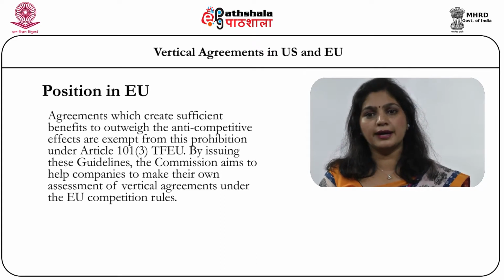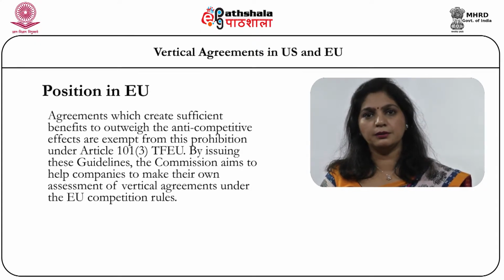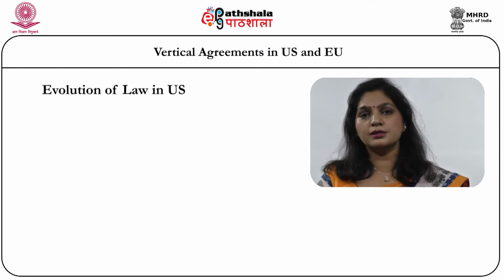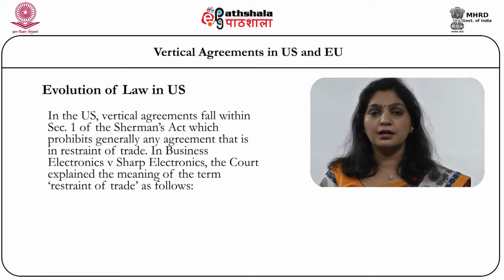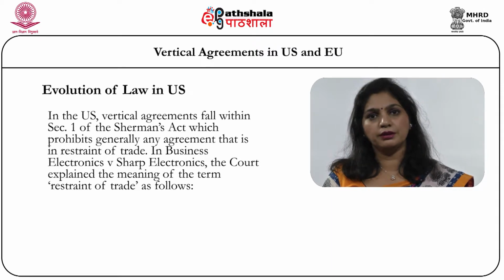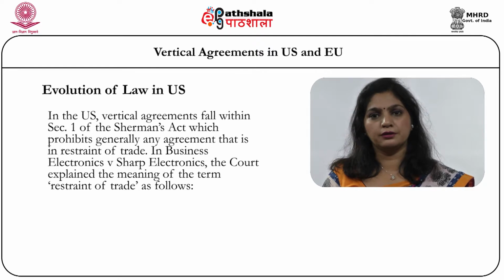By issuing these guidelines, the Commission aims to help companies to make their own assessment of vertical agreements under the European Union competition rules. Let us see how this law evolved in the United States. In the United States, vertical agreements fall within Section 1 of the Sherman Act, which prohibits generally any agreement that is in restraint of trade.